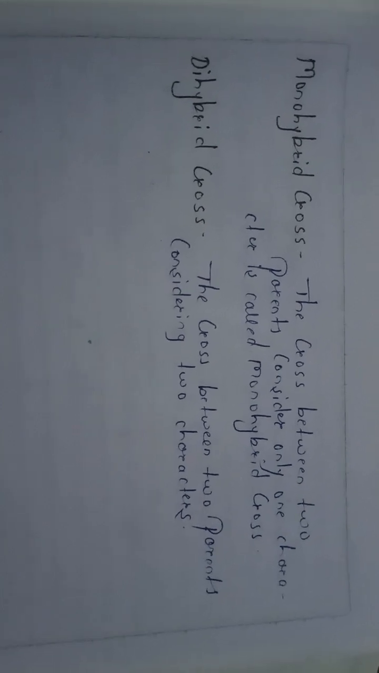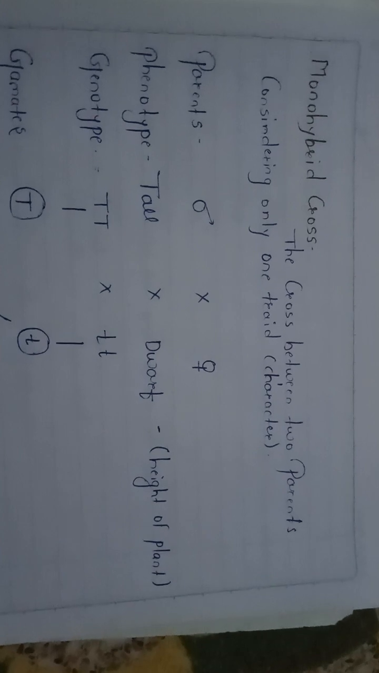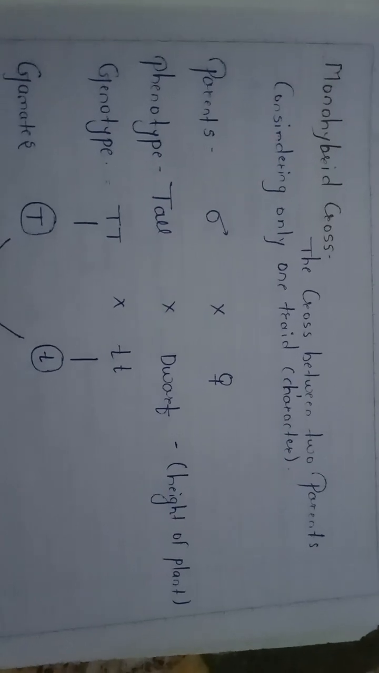The cross between two parents considering two characters. For example, considering two characters in a cross between two parents, yellow round is crossed with green wrinkled. Monohybrid cross is nothing but the cross between two parents considering only one character. So let's discuss the monohybrid cross one by one.